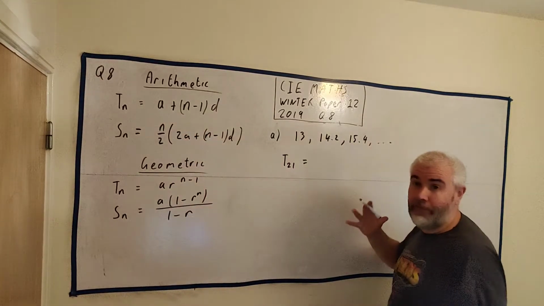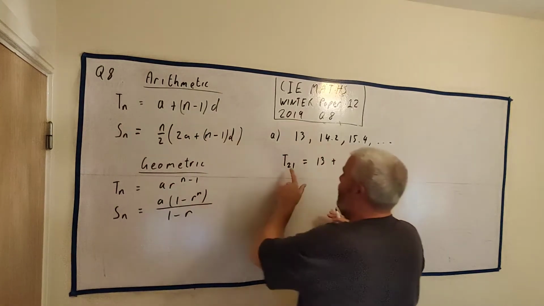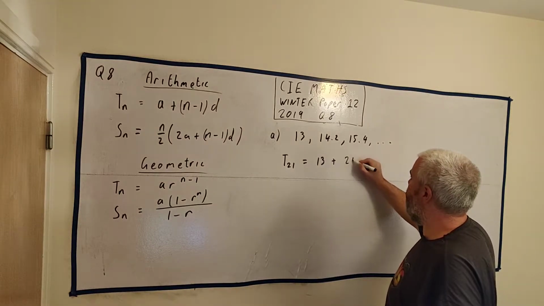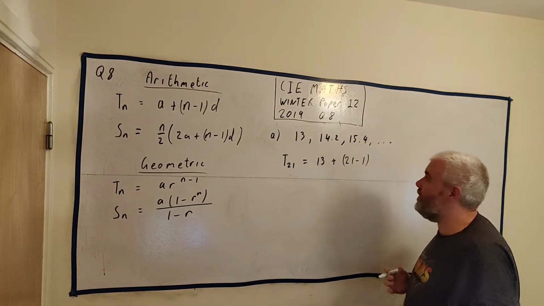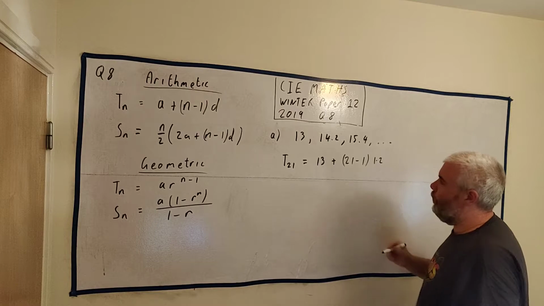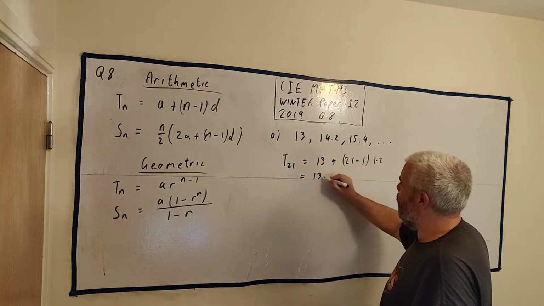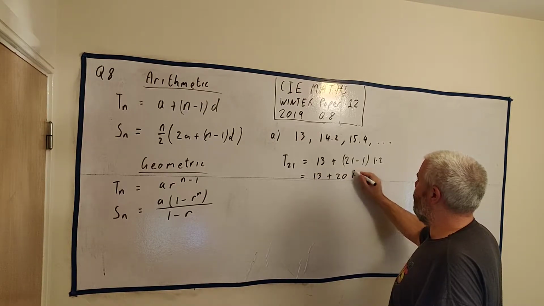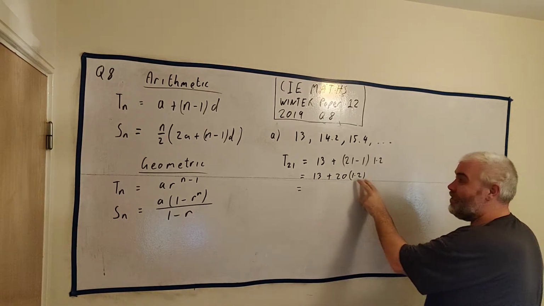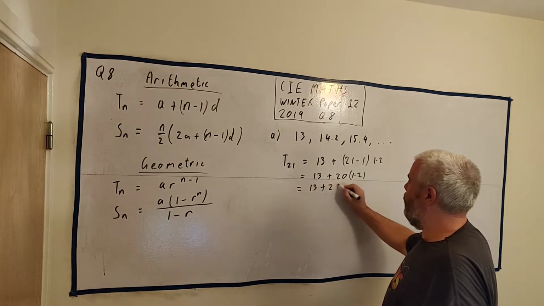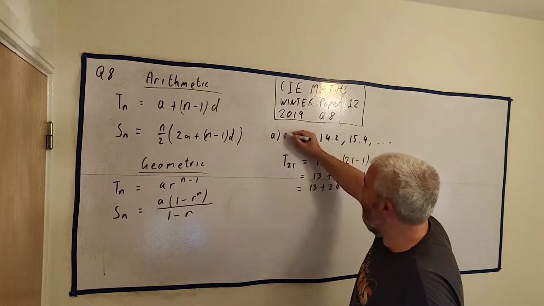A, we know A to be the first term, so A is 13. Plus N is the term we're looking for. N is 21 here, so 21 minus 1. And D is the difference between them. Again, we knew this is 1.2. So 1.2, and we just clean all this up. 21 minus 1 is 20. So 13 plus 20 times 1.2. 2 times 1.2 is 2.4, times 10 is 24. So 13 plus 24, which is equal to 37. So that's part A1.